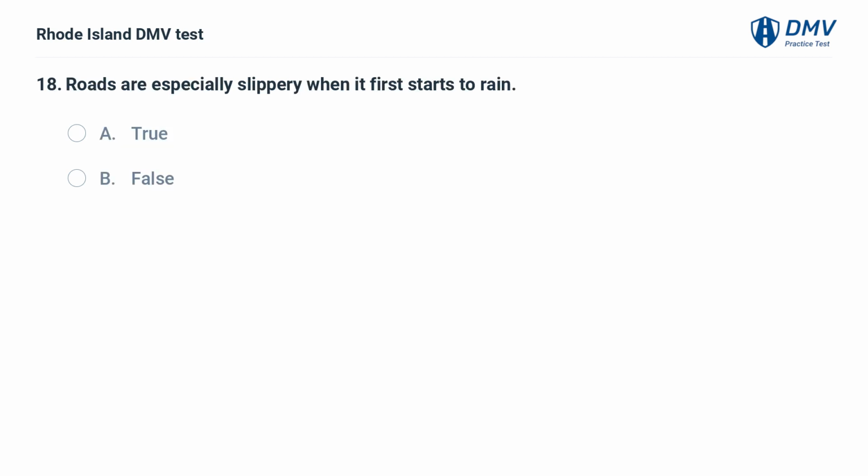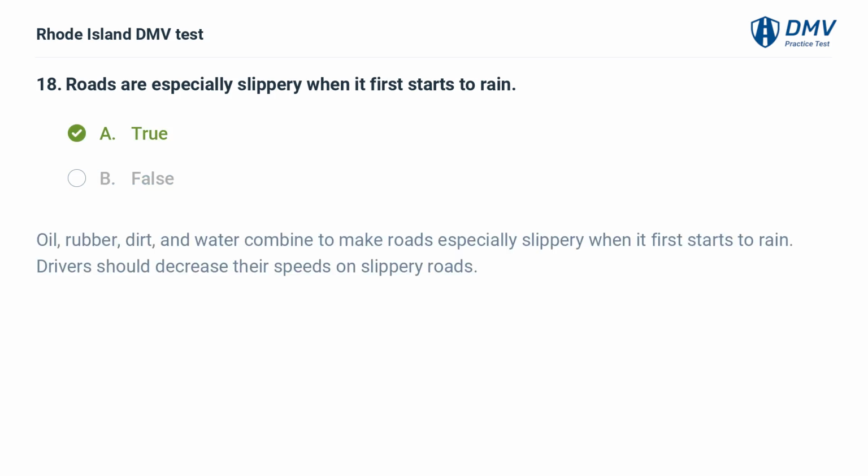Roads are especially slippery when it first starts to rain. A. True. B. False. A. True. Oil, rubber, dirt, and water combine to make roads especially slippery when it first starts to rain. Drivers should decrease their speeds on slippery roads.